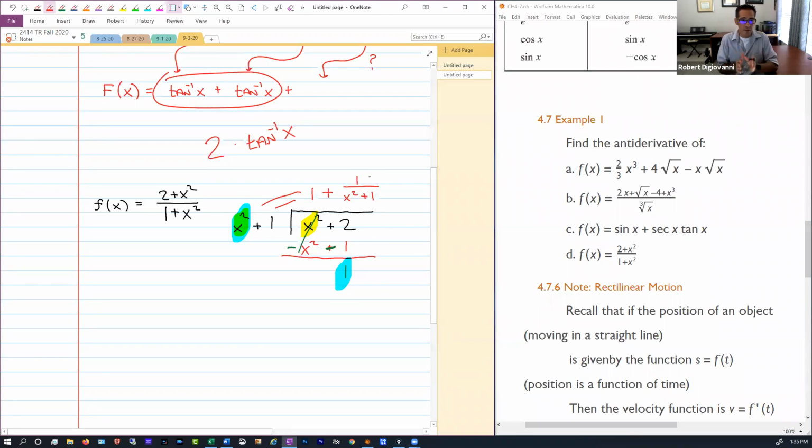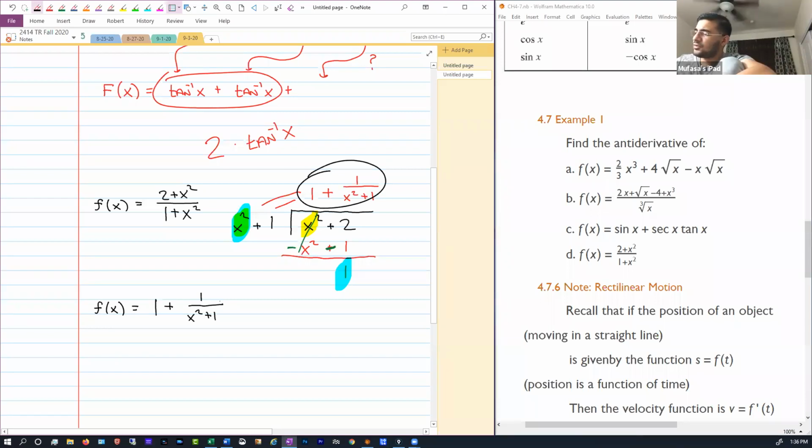And that's it. That's the long division. So what this means is this: the original function f of x could be rewritten to be 1 plus 1 over x squared plus 1.